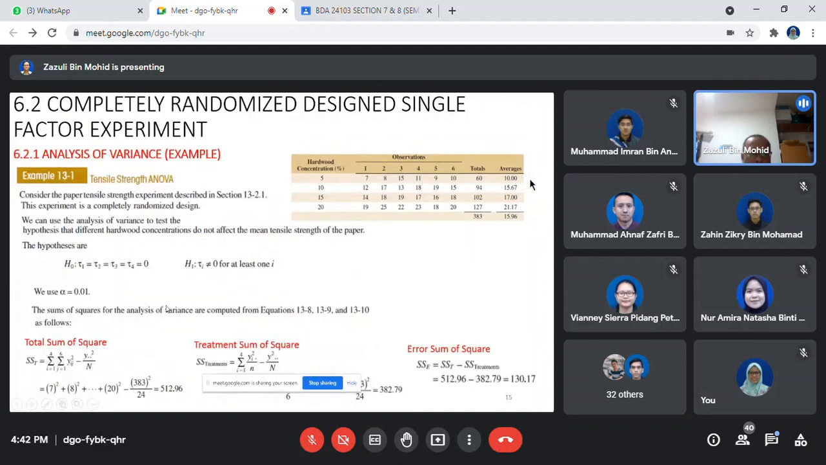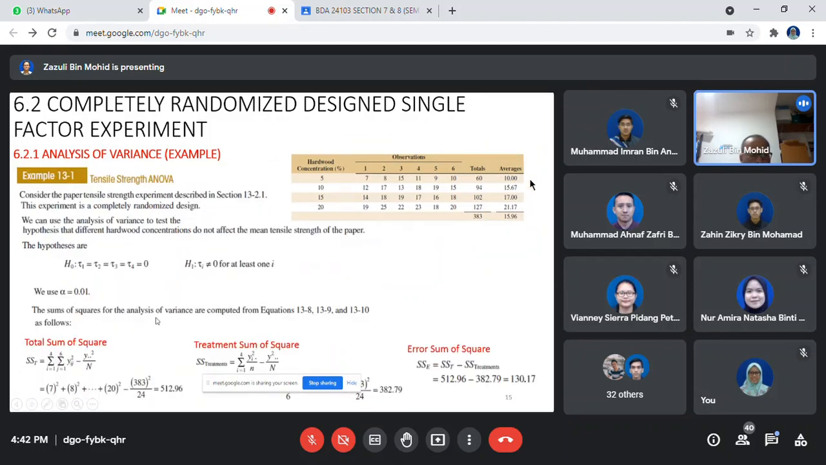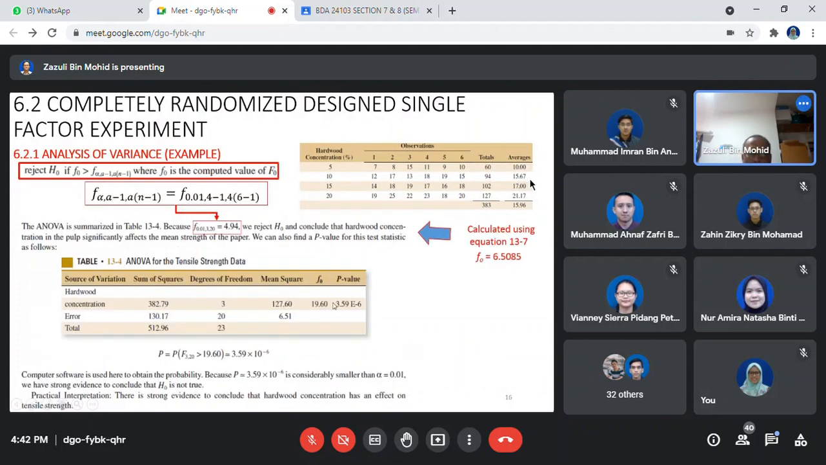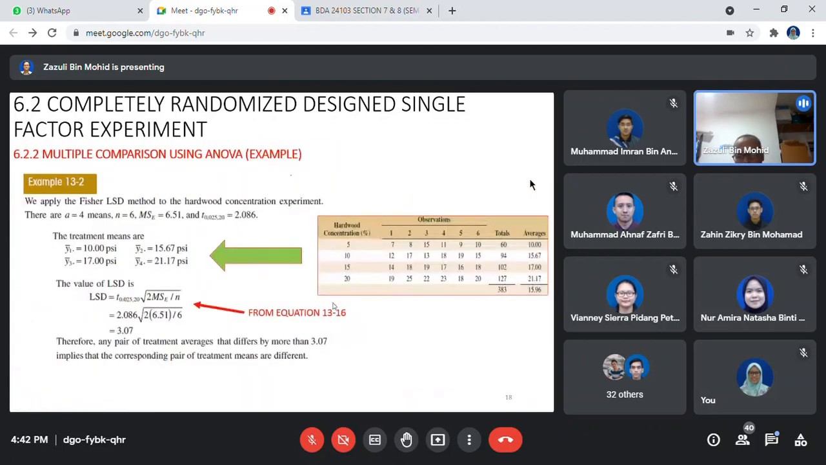382.79 is the value of SST, which is SS treatment, not SST. Okay, it's SS treatment sum of square. So you also have the error sum of square 130.17, which is actually calculated from this error sum of square. The formula is shown in this slide, and so on.